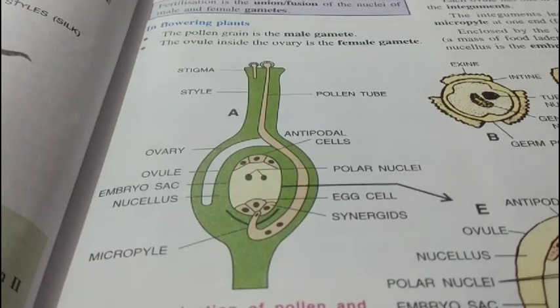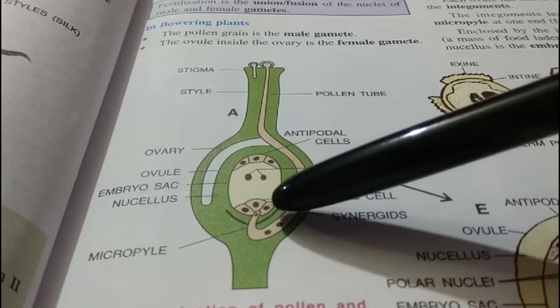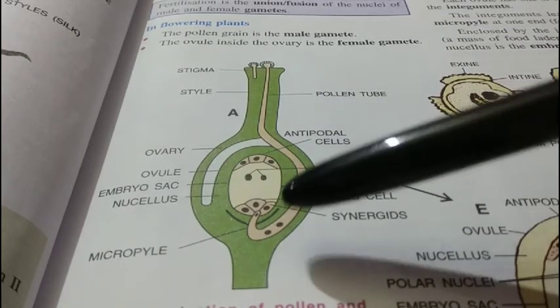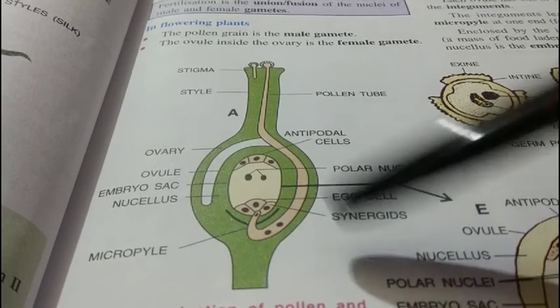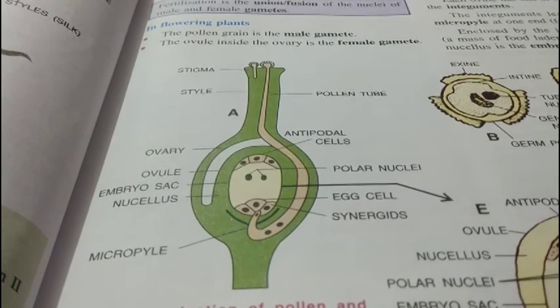One of the male nuclei unites with the egg cell, and in this process the synergid cells help in the union or fusion, due to which an embryo is formed. So this is one type of fertilization, which takes place when one of the male nuclei of the pollen tube unites with the egg cell with the help of synergids to produce the embryo.